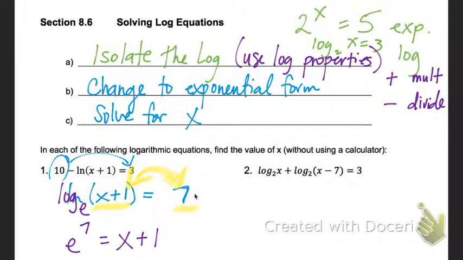Now I want to solve for x, so what do I do? Subtract the 1, and then I am done. So x equals e to the 7th minus 1. And I can't evaluate e to the 7th because it's going to be some crazy decimal, and I don't know what that is. So I just leave it as e to the 7th minus 1, and I am done.